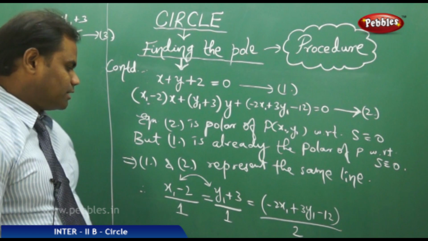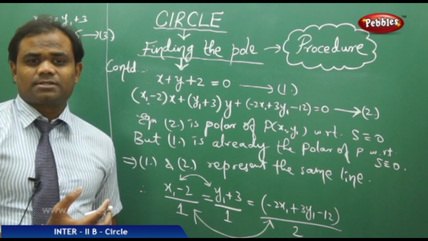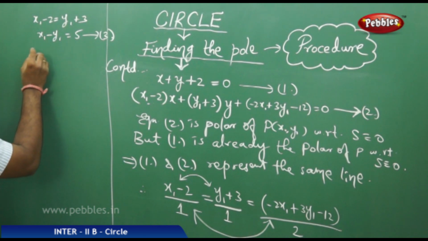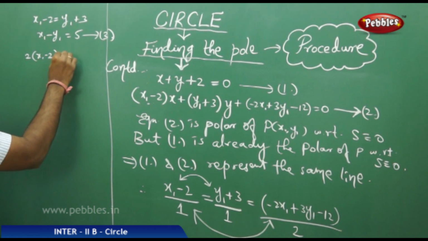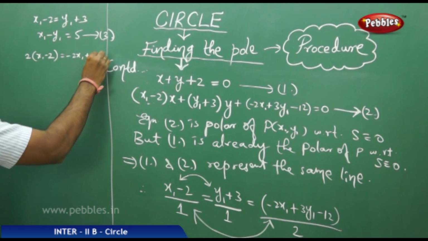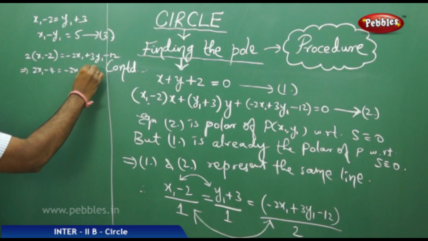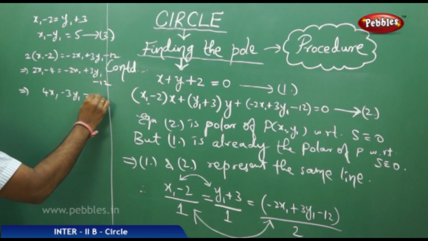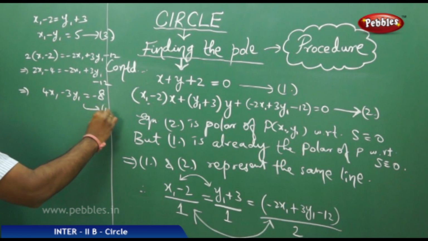That is x1 minus y1 is 2 plus 3, which is 5, which I take as equation 3. Now I take the next two equations, which gives me one more equation. Ultimately, the concept here is to use the elimination method in solving two unknowns x1 and y1. From the first and last, I have 2 times x1 minus 2 is 1 times minus 2x1 plus 3y1 minus 2l, which on simplification gives 2x1 minus 4 is this minus this, which on further simplification gives 4x1 minus 3y1 is equal to 4 minus 2l, which is minus 8. So 4x1 minus 3y1 is minus 8, which I take as equation 4.